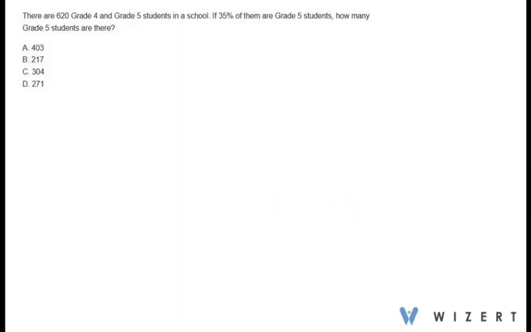We have this question here. There are 620 grade 4 and grade 5 students in a school. If 35% of them are grade 5 students, how many grade 5 students are there?